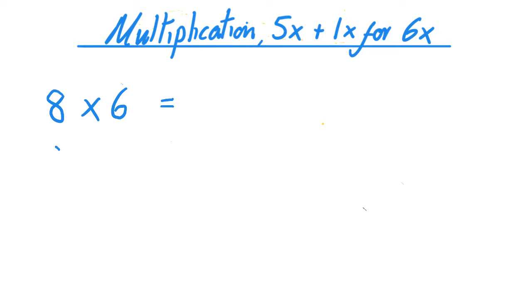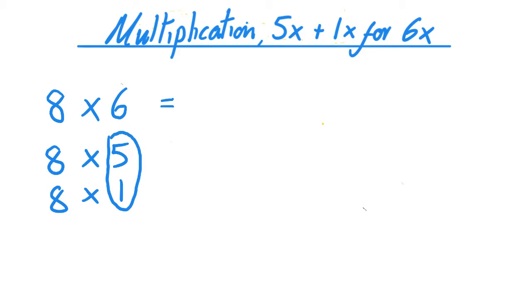So what we're going to do is break up this 6 into 8 times 5 and then 8 times 1. We're still multiplying by 6, it's just that we've broken it up into 2 easier chunks.